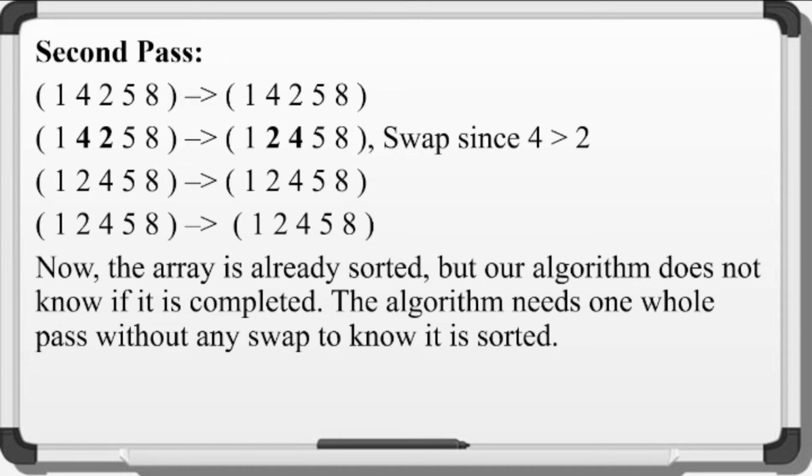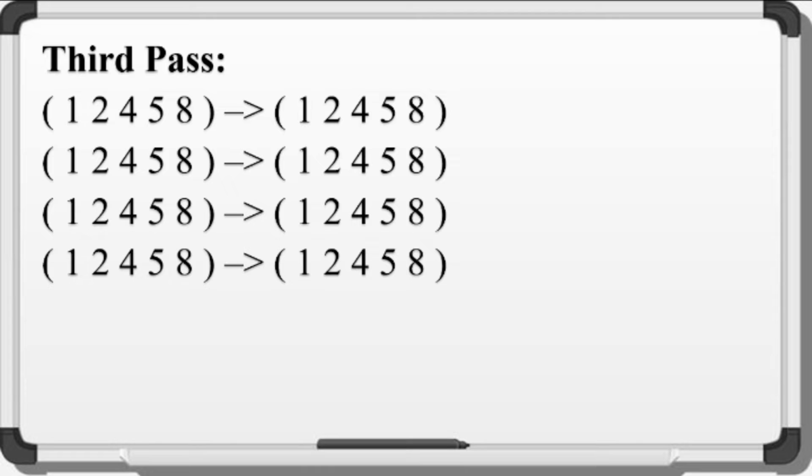Now, the array is already sorted, but our algorithm does not know if it is completed. The algorithm needs one whole pass without any swap to know it is sorted. In the third pass, no swapping has been done because all numbers are already sorted from lowest to highest, which is 1, 2, 4, 5, 8.